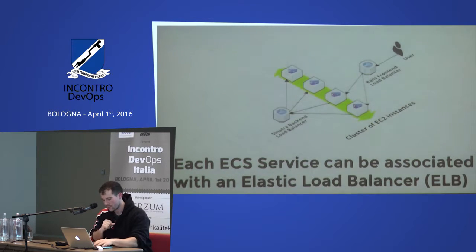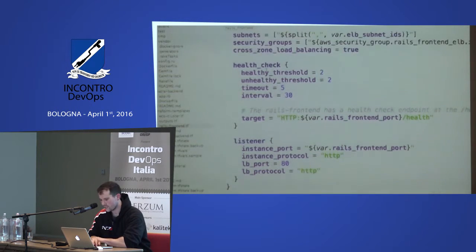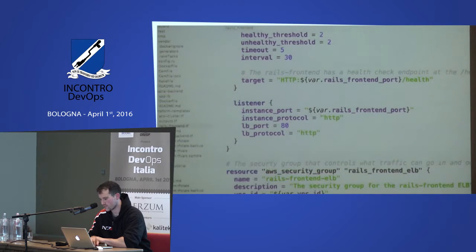So if we take a look at these templates, this is the definition of a load balancer, just as an example. This is the one for the front end. And you can specify health checks, and then you specify basically route port 80 on the load balancer to the port that your app is listening on.